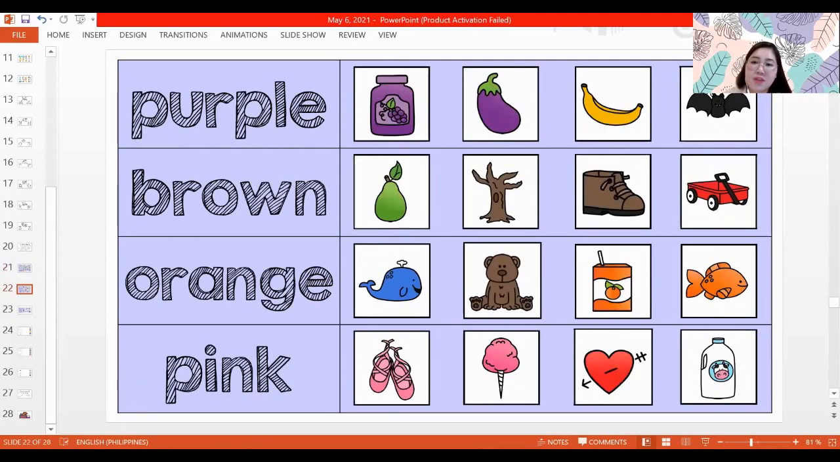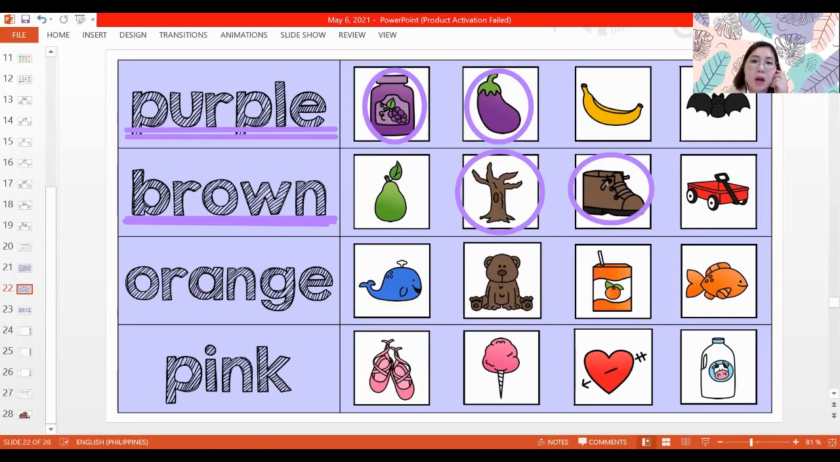Okay, here, teacher Sarah's favorite color. P-U-R-P-L-E, that reads purple. Purple, just like the purple jam and the purple eggplant. They are all purple. Now here, this one. B-R-O-W-N, burr, burr, nope, this is brown. Can we say that again? Brown, brown like our tree trunk and brown like the shoe.